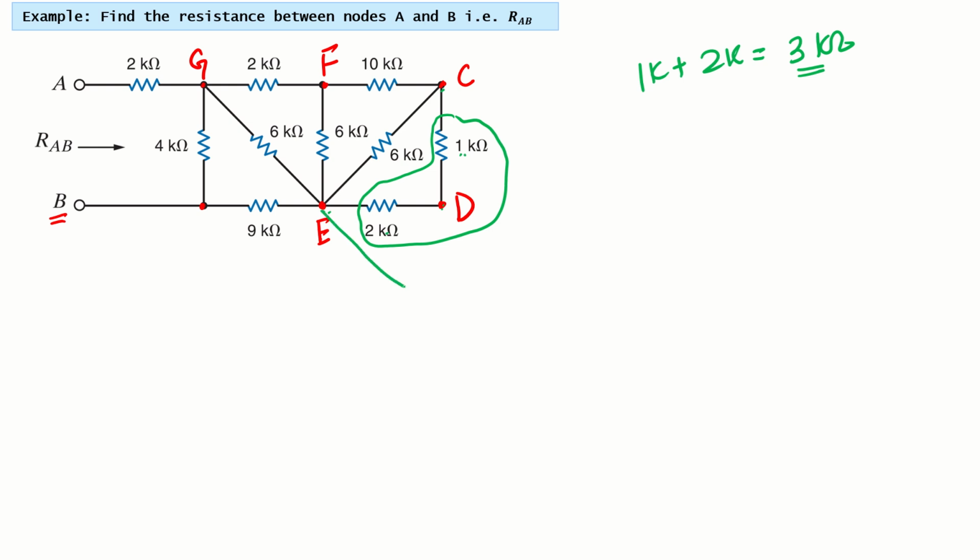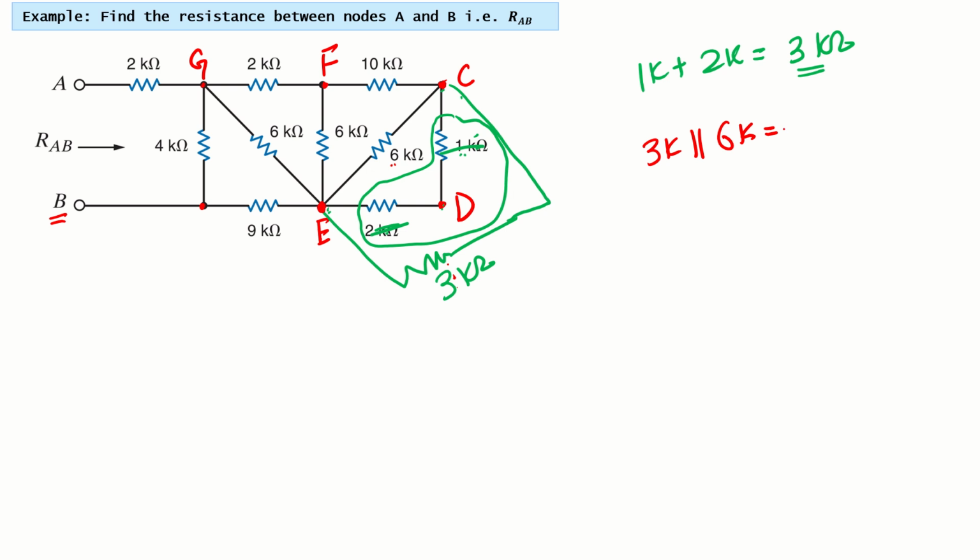If I plug that resistor here, this is the equivalent resistance between E and C, which is 3 kilo. So we replace these two resistors with this 3 kilo ohm resistor. Now this 3 kilo ohm resistor is connected between nodes E and C. Across the same nodes, we have another resistor which is 6 kilo. Because these 3 kilo and 6 kilo share two nodes, they are in parallel.